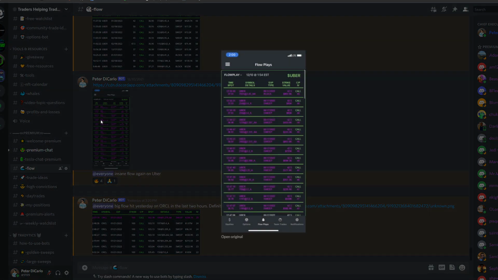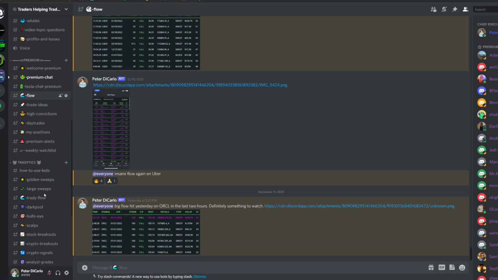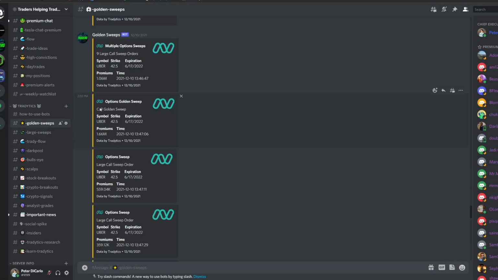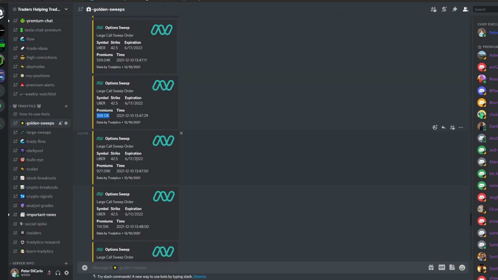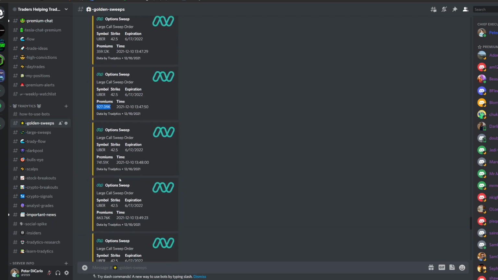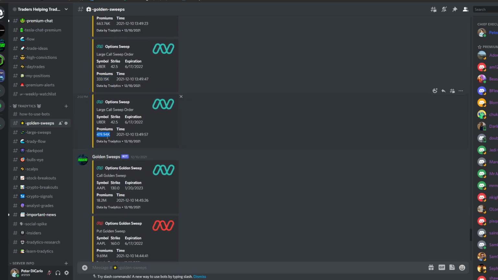And you can see I posted the Uber flow for the day. On this flow, you can see the urgency is there. If it really is that big of a flow, I will normally post it myself. You can see here 6/17/2022, $42.50. They hit again for 1.6 million, hit again for 559,000, hit again, same strike, same date, 350,000, hit again for $1 million. Hit again for 750,000, again 663,000, again 300,000, again 500,000.